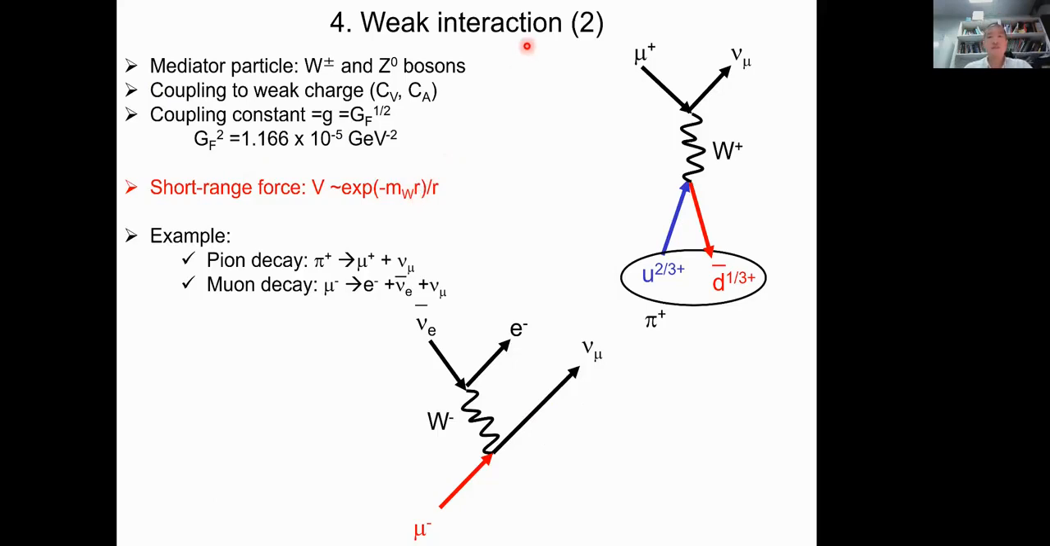And this weak interaction is relevant, for example, for pion decay and muon decay. For example, the positively charged pion is a state of up quark and anti-down quark. And it emits W plus, and W plus decays into mu plus and nu mu. This pion decay is mediated by this weak boson. Also, in the muon decay into 1 electron and 2 neutrinos, weak interaction is relevant.